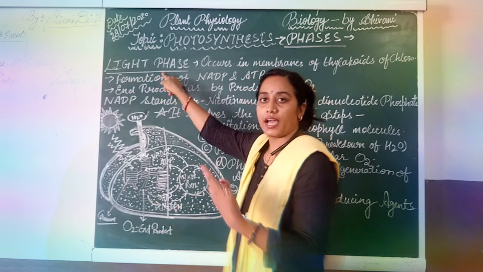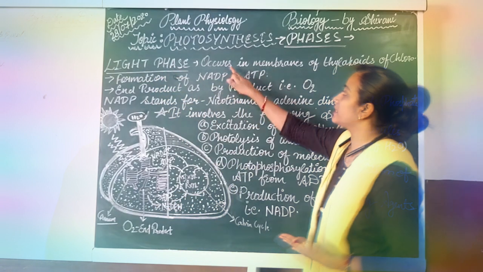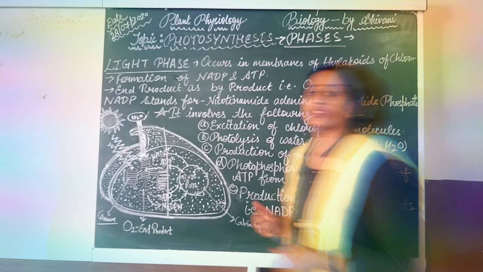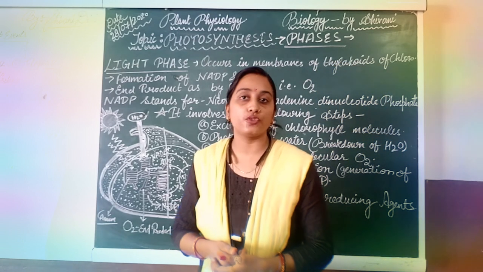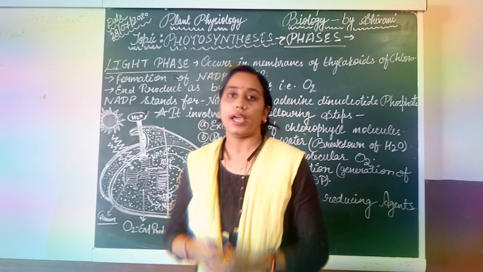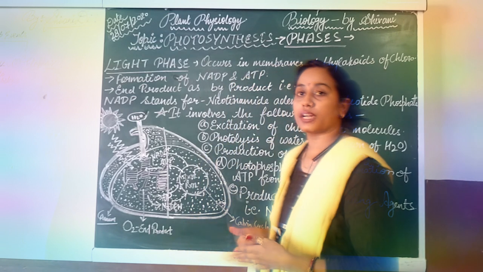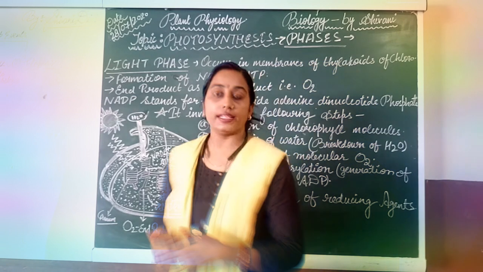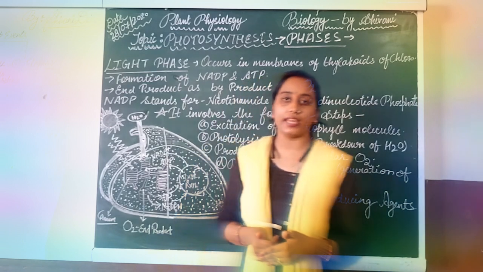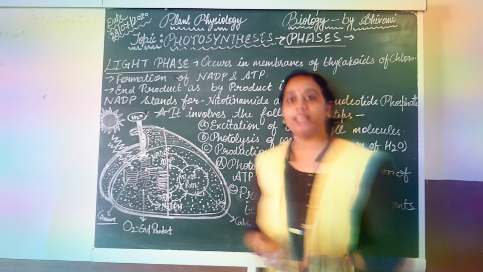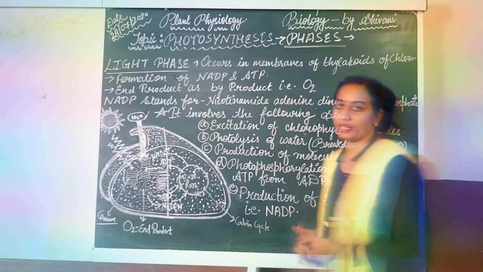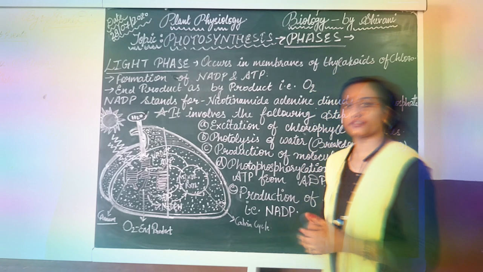Dear students, the light phase occurs in the membrane of the thylakoid of the chloroplast. As you know, in the leaf structure there are mesophyll cells, and these mesophyll cells are made up of palisade and spongy tissues, and these tissues contain the structure called chloroplast. Inside this chloroplast we find the structure called thylakoid, the coin-like structure, and this thylakoid contains chlorophyll pigments, which are very helpful in the formation of food in the process of photosynthesis.